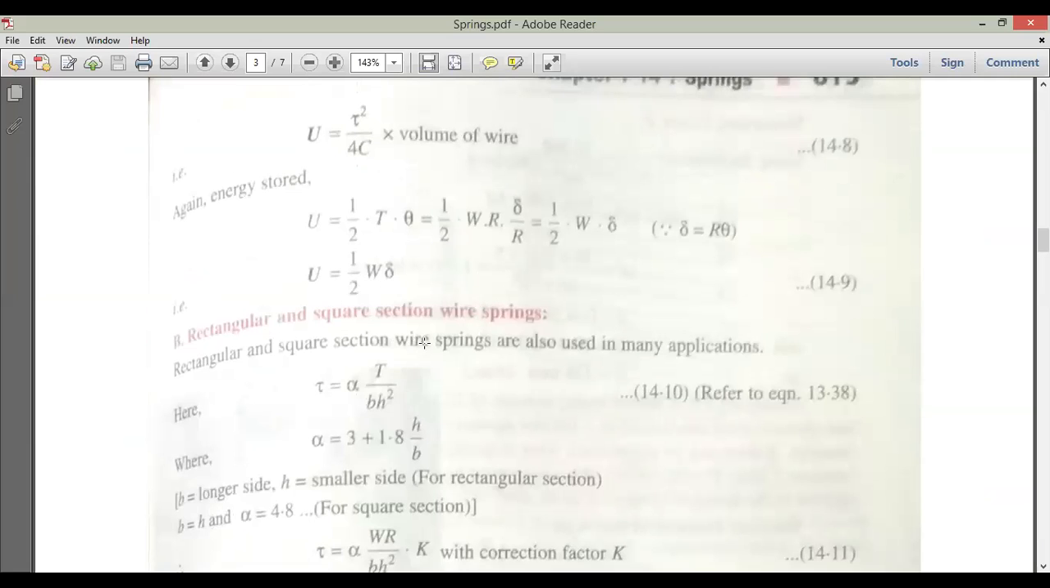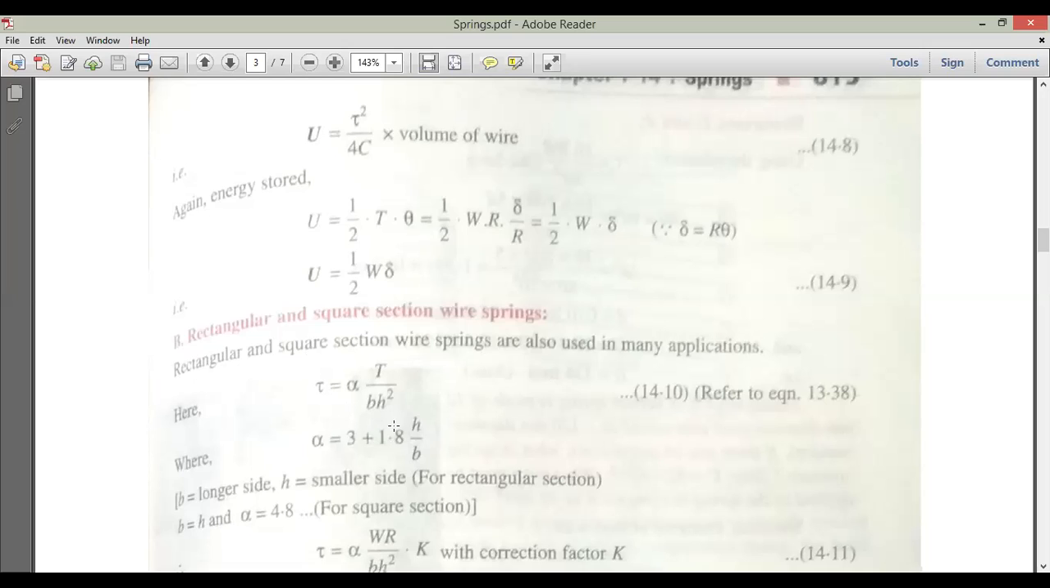Now rectangular and square section wire springs. This has an impact on the overall performance of a spring. So we have to check whether the cross-sectional area of the wire is circular, rectangular, or square. This can be defined by the following formula: tau equals alpha T by b h cube, where T is the torque and b into h are the cross-sectional dimensions of the square or rectangular spring.